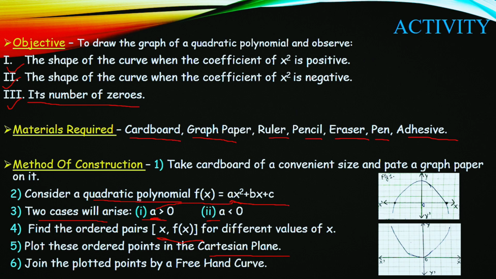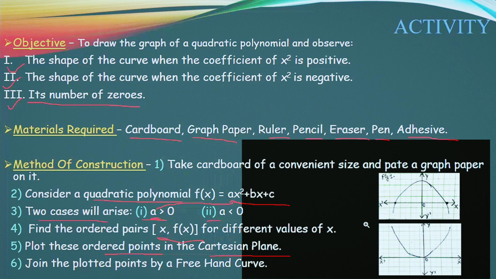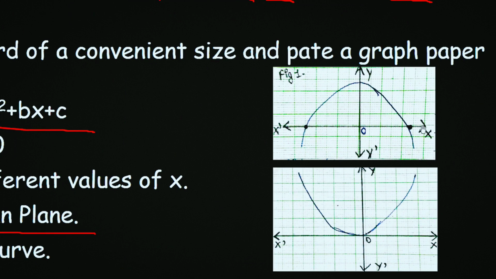So we have to plot these ordered points, x comma f(x), on the Cartesian plane. Then next, join the plotted points by a freehand curve. These are the plotted points, you can see. So we will join them by a freehand curve.